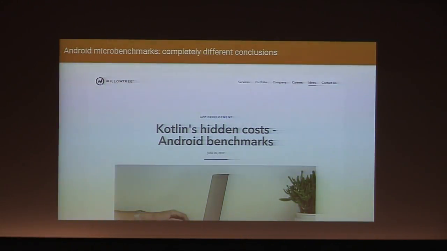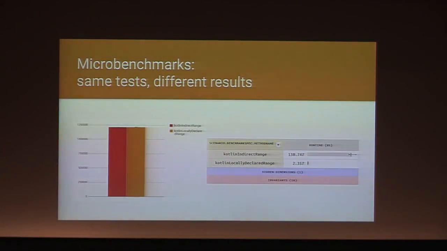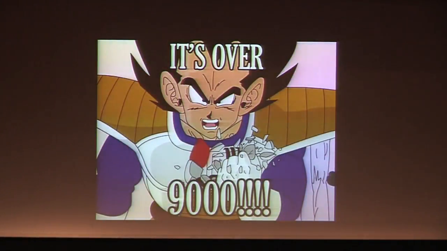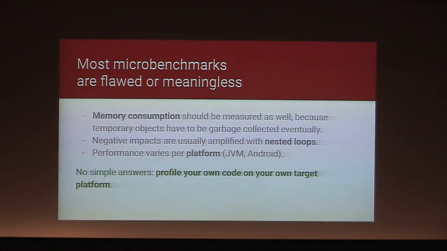Sure enough, the day after, someone else posted another set of benchmarks, but this time for Android. It was reusing the same code, but testing that on an Android phone. This is actually the same benchmark. On the left side, it's on the JVM desktop, and on the right side, it's on Android. I think it's ART, Android 5. On the left side, the conclusion was there is no difference, and on the right side, the conclusion is it's 60 times slower. So what can you conclude from these numbers? Basically, nothing. It's useless to do a benchmark if you don't know your target platform and your target code.